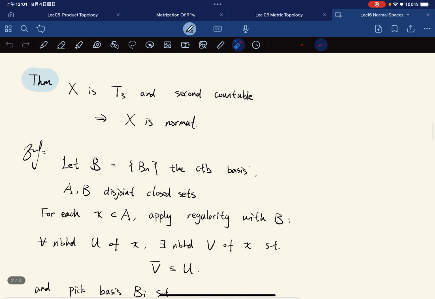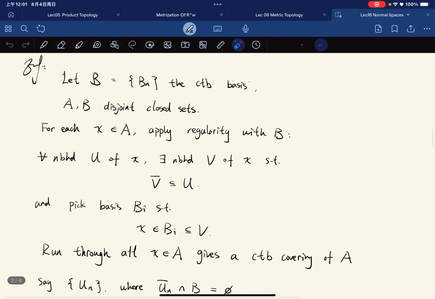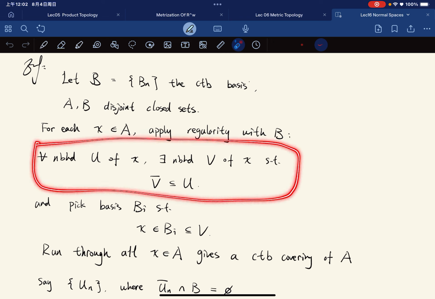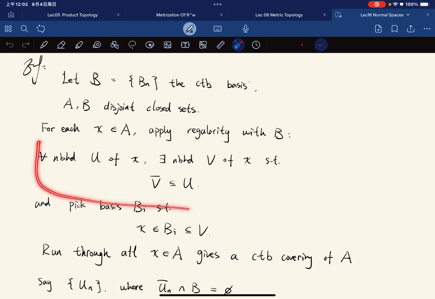Normal spaces. First, we have: if you are regular plus second countable, then you are normal. The proof is that we are given a countable basis, and given two disjoint closed sets A and B, we want to separate them. As you might guess, we can use regularity for each x in A. We know by the lemma that for any neighborhood U of x, there is a neighborhood V of x such that V bar is contained in U. This is by the regularity of x.